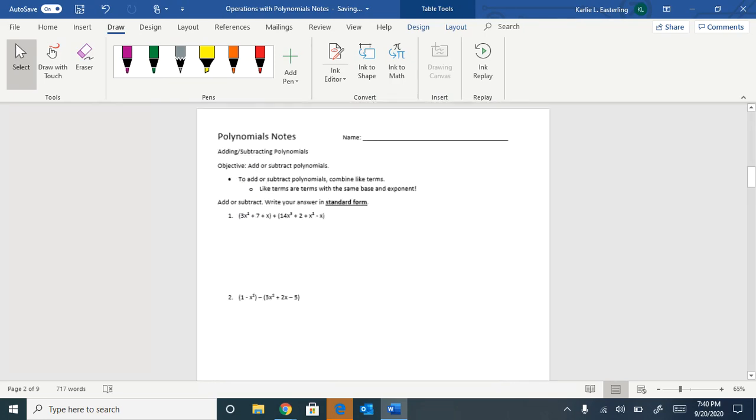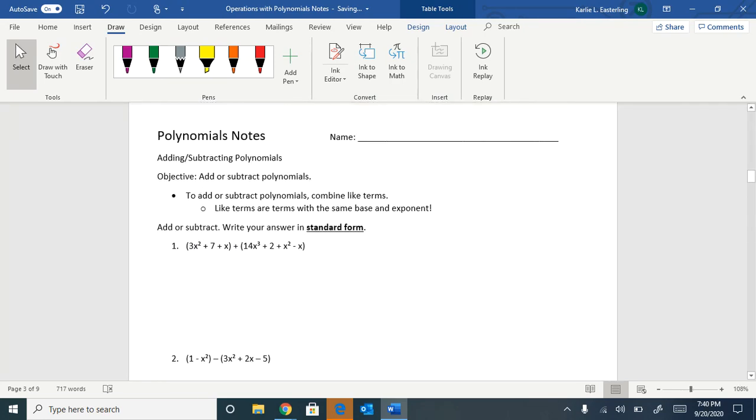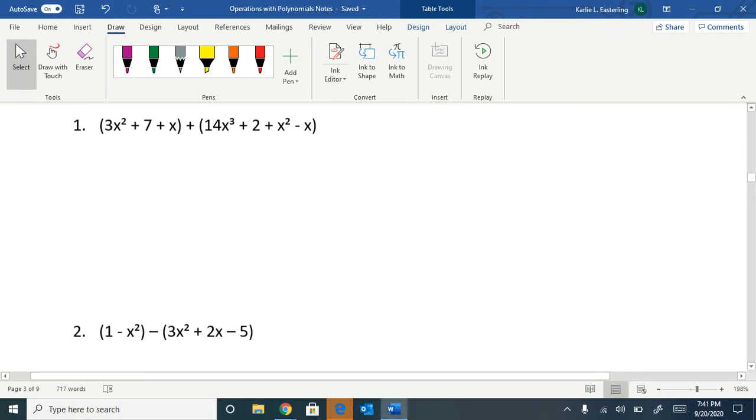All right, so now we are going to look at adding and subtracting polynomials. Our objective here is that we'll be able to add and subtract polynomials. To add or subtract polynomials, we're combining like terms. Like terms are terms with the same base and exponent. So we're going to add or subtract, and we're going to write our answers in standard form. And that is, remember, when we're going from our highest degree to our lowest degree.